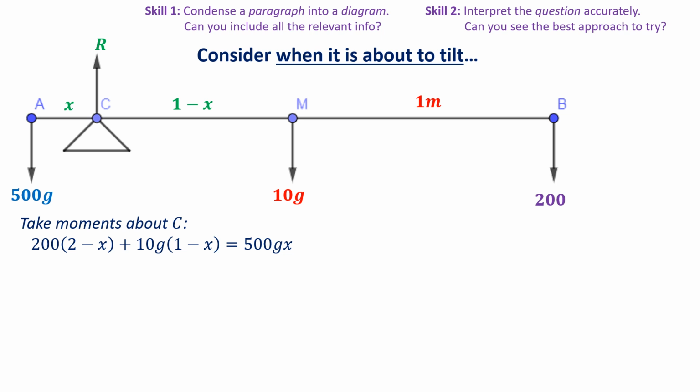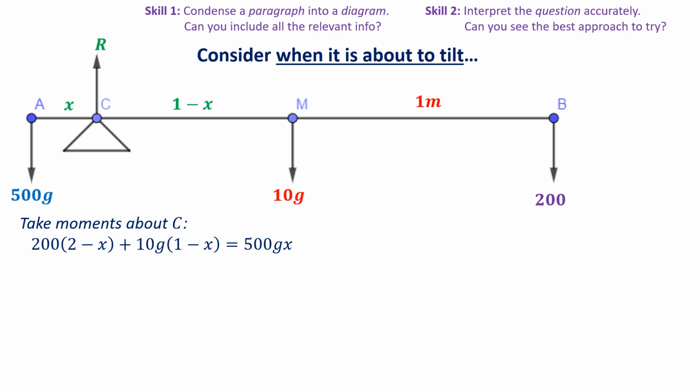So resisting that is the effect of the 500 kilogram mass, which has a 500G weight. So the force is 500G and the distance is x. So that force on that side is pulling down on the left. It's attempting to twist the whole thing anti-clockwise. That equation is enough to find x.